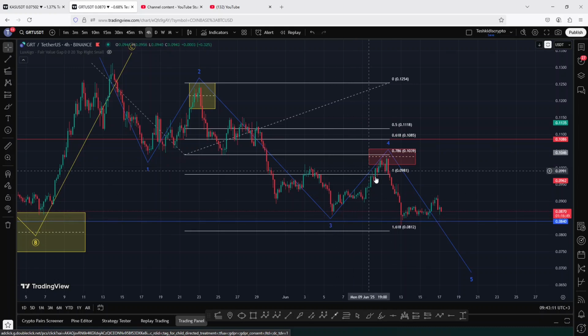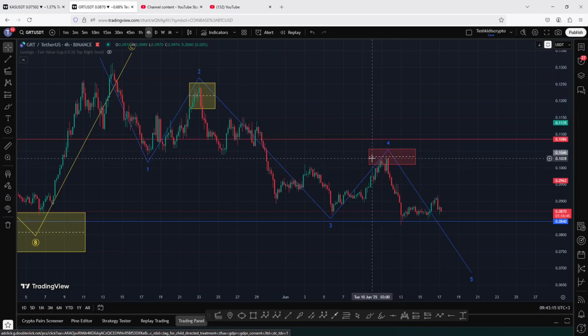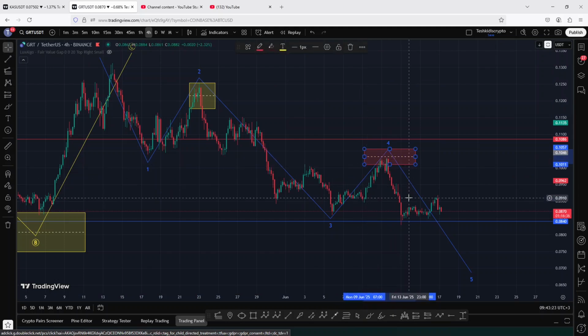Then we started a bit of a bounce over here in the formation of that wave 4 that managed to get into the minimum pullback target areas for that fourth wave between the 0.1057 and the 0.1011, which is the red target area, an area within which we got rejected, starting another pullback to the downside in the formation of these wave 5.